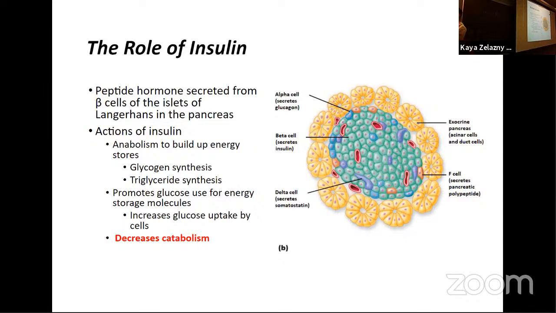So it's promoting the use of glucose for storage molecules. And in order to store glucose, we're going to have to increase the rate at which glucose is taken out of the blood and into the cells. As we think about glucose during the absorptive and post-absorptive states, we want to be very specific about whether we're talking about the blood or the cells that we're moving stuff into, because this can get a little mentally tricky if we're not specific. At the same time, since we're building stuff up, we're going to decrease catabolism, so we're not going to be breaking stuff down, right?